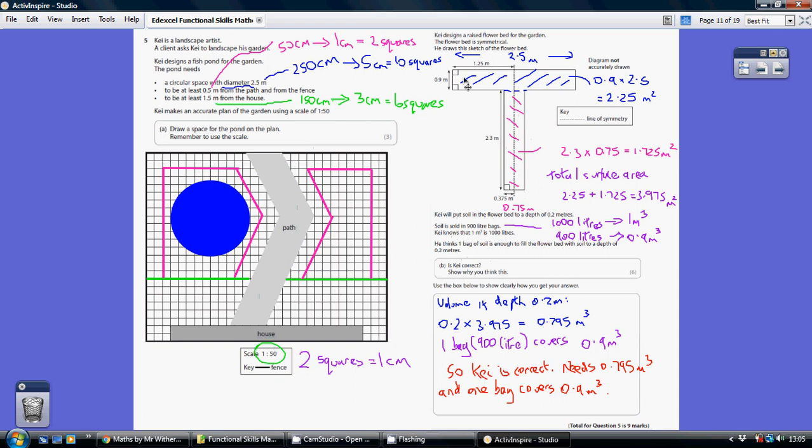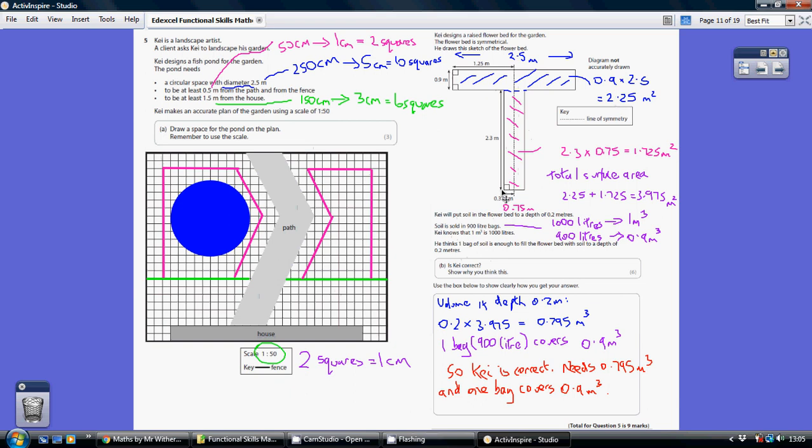So step 1, we need to work out the area of this shape here. Now I've broken this area down into 2 rectangles, this blue rectangle and this pink rectangle. This blue rectangle is 2.5 meters across, because we're doubling that 1.25, and 0.9 meters deep. So 0.9 times 2.5 gives us an area of this blue rectangle of 2.25 meters.